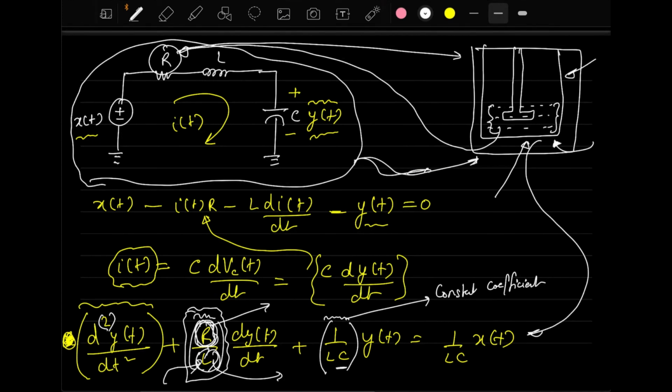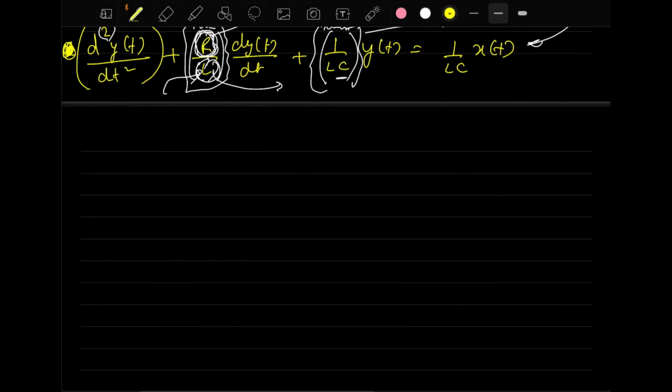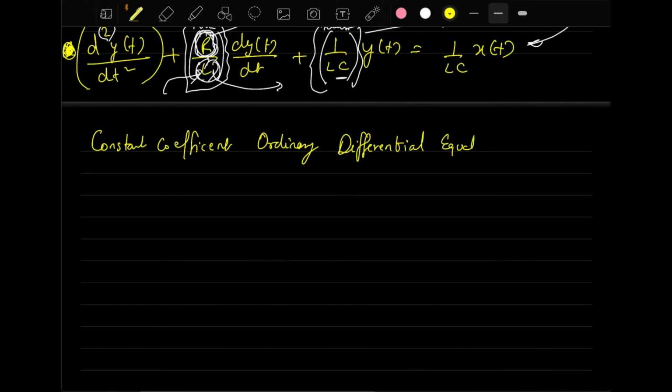So these differential equations are actually important in that sense, and as you know, the coefficients which I was saying here are constant coefficients. So these equations are given a specific name, and the specific name is this. We call these equations constant coefficient ordinary differential equations. So the important thing is the CT-LTI system can be modeled with ordinary differential equations that have these constant coefficients.